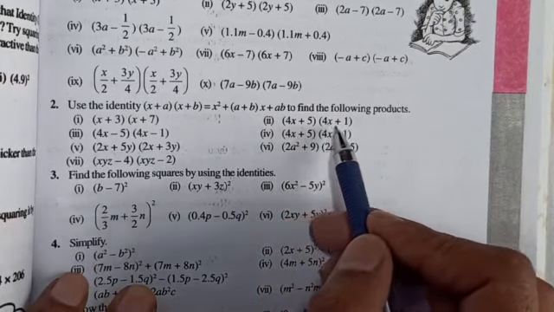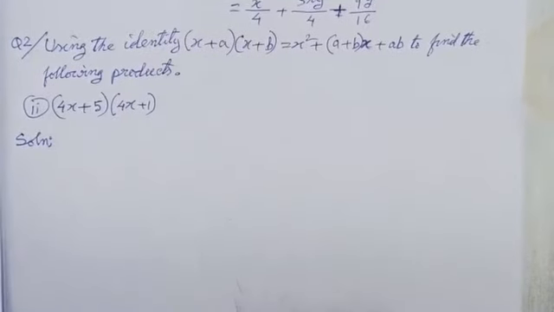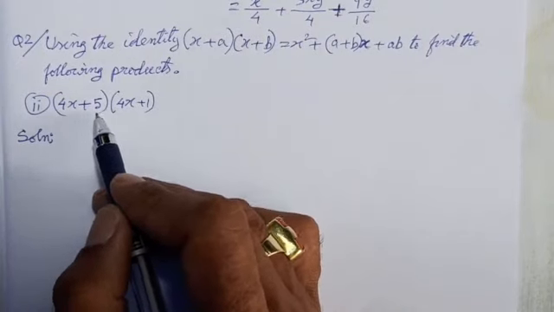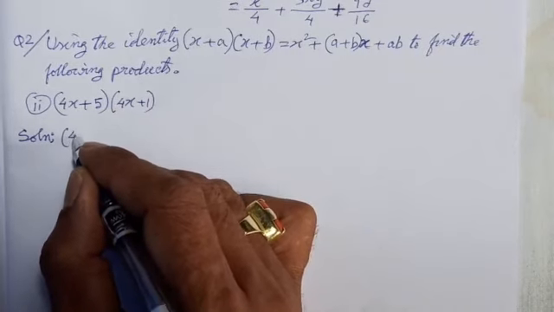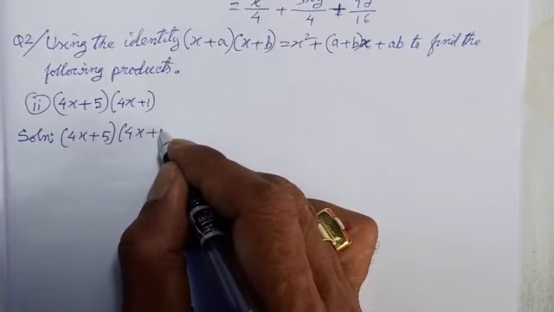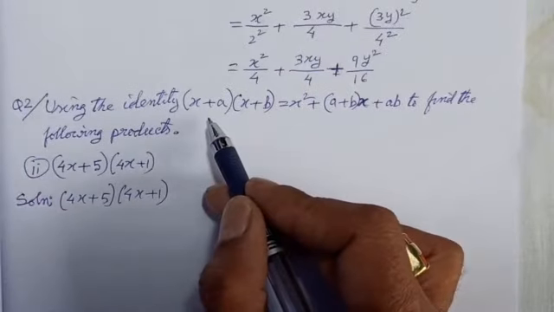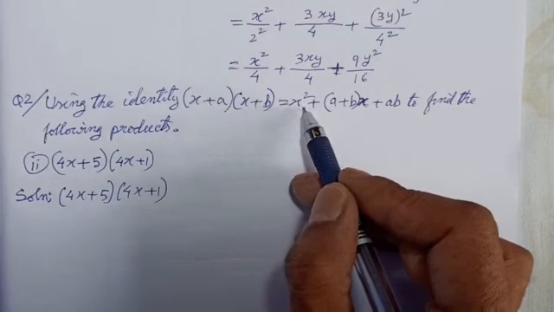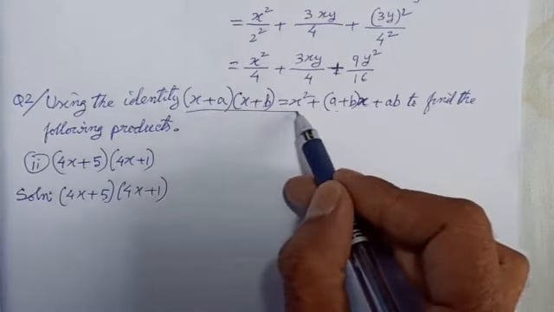(4x + 5) into (4x + 1). Okay. Here, Roman number 2, (4x + 5) into (4x + 1). Now solution. Let's write this. (4x + 5) into (4x + 1). Here the question says that we have to find out this value by using this identity. (x + a)(x + b) is equal to x² + (a + b)x + ab. We have to use this identity.